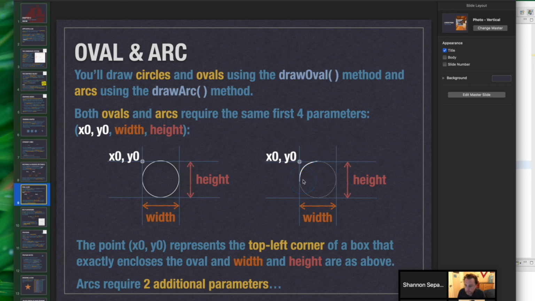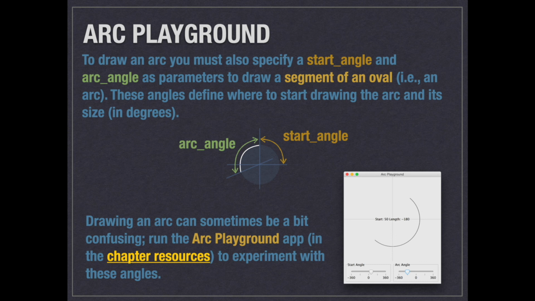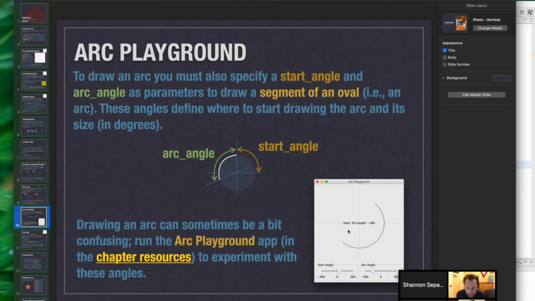So I've got a little playground app that lets you draw arcs and specify start and arc angles, and it'll draw for you what Java will actually draw. It's in the chapter resources for chapter 5, and it's called ArcPlaygrounds. I think you can just add it to your Eclipse project if you want to and play around with it. The start angle starts from right here where my mouse pointer is and goes 360 degrees counterclockwise.